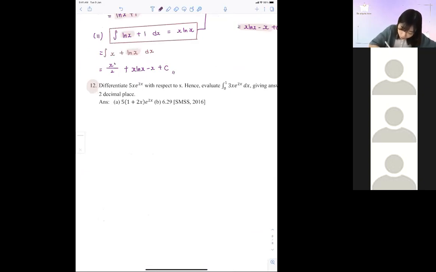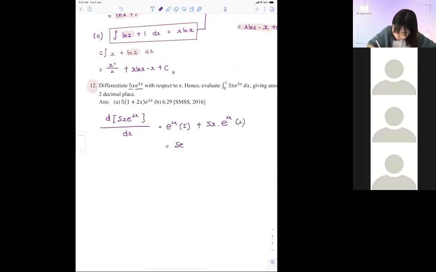Okay, so I help you a bit. If you want to differentiate this, this is your product rule because you have x term times x term. So copy the back, differentiate the front, plus copy the front, differentiate the back. Differentiate of exponential is copy the whole thing times differentiate of the power.